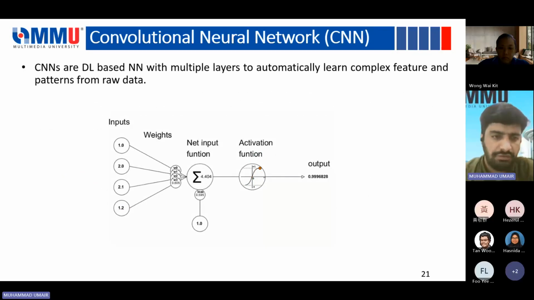Compared to spiking neural networks, convolutional neural networks are mainly used in deep learning. They consist of multiple neurons, and each neuron is assigned different weights. The weights are usually trained during the training process, and we use different activation functions like ReLU, softmax, sigmoid, and many others that can be implemented in these convolutional neural network classes.